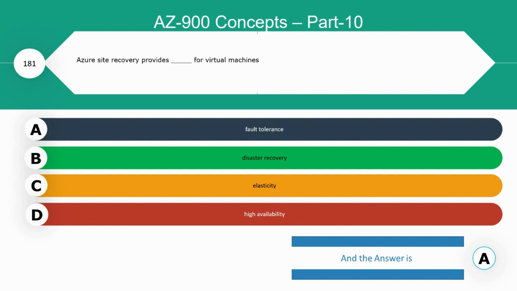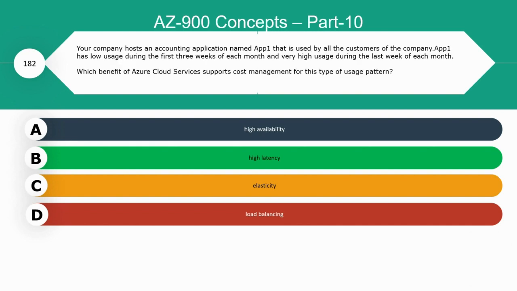The reason is Azure Site Recovery helps in ensuring business continuity by keeping business apps and workloads running during outages. Site Recovery replicates workloads running on physical servers and virtual machines from a primary site to a secondary location. With that, option A is the right answer.